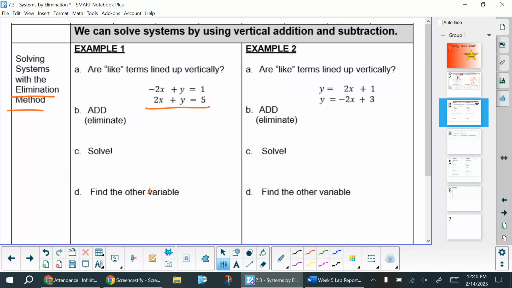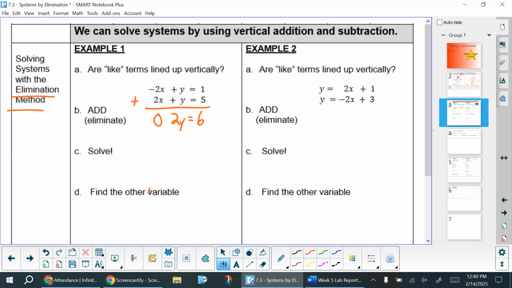So all we're going to do is just add vertically the like terms. A -2x plus a 2x gives me 0. Y plus y gives me 2y. And 1 plus 5 gives me 6.